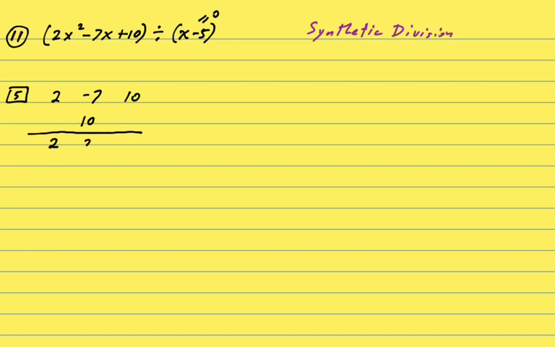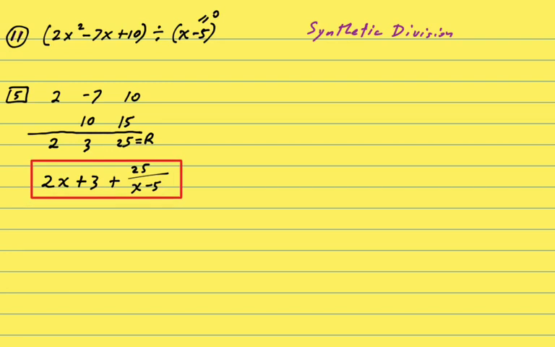Negative 7 plus 10 is 3. Multiply. 5 times 3 is 15. Add makes your remainder 25. So what does this mean? This means 2x plus 3 plus your remainder of 25 over the divisor of x minus 5.